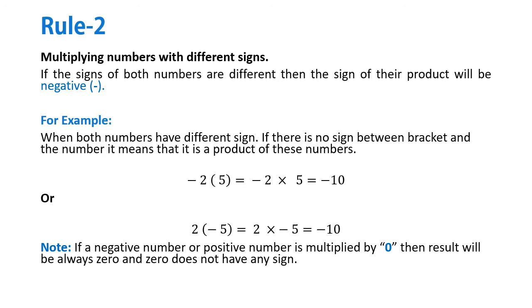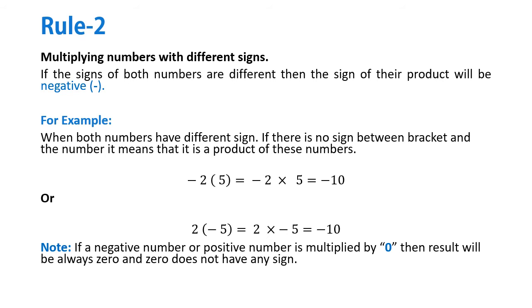Rule 2, multiplying numbers with different signs. If the signs of both numbers are different, then the sign of their product will be negative. For example, when both numbers have different sign, if there is no sign between bracket and the number, it means that it is a product of these numbers. -2(5) = -2 multiply by 5 = -10. Or, 2(-5) = 2 multiply by -5 = -10.